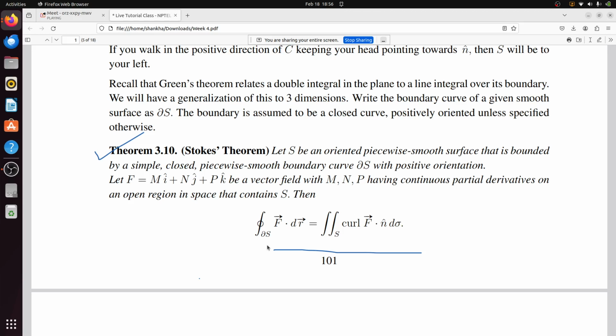Okay, so please go through this Stokes theorem. How does it help you? The Stokes theorem transforms a line integral to a surface integral, and also vice versa. So just read down the statement.